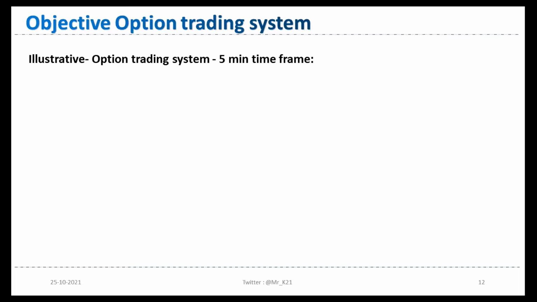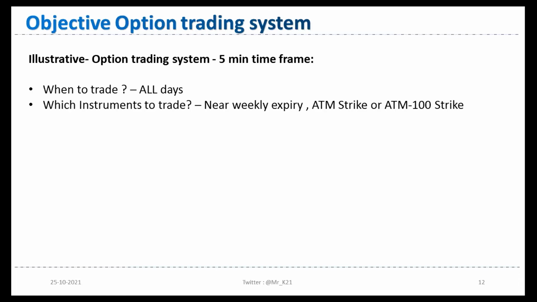So, the option trading system: we are running this system on 5 minutes. Here is the answer to all your questions. When to trade? People ask, when do we need to trade this strategy? You need to trade all the days. Which instrument to trade? Here we have clearly mentioned the near weekly expiry. If today is Monday, the near weekly expiry is 28 October. So we have to trade Monday, Tuesday, Wednesday, even Thursday, for the 28th October expiry only.